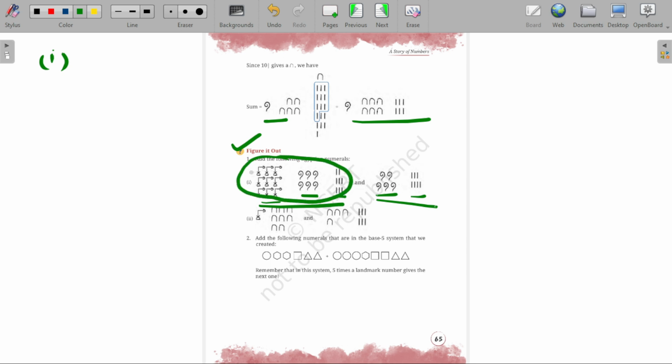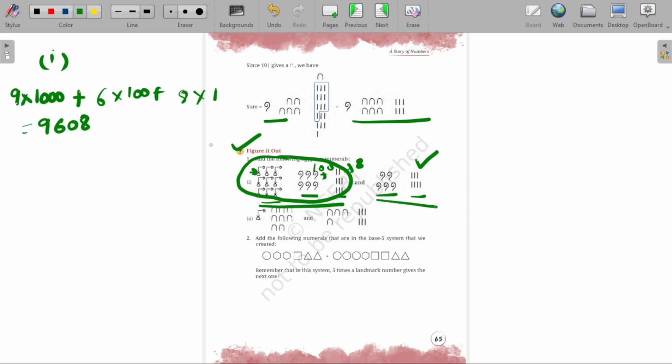See, what symbol is this? This is the symbol of 1000, and how many symbols are there? 9 symbols, right? So it can be written as 9 into 1000 plus. Now which symbol is this? The symbol of 100, and there are 6 in number, so 6 into 100. And how many symbols are here? They are 8, each is 1 only, so it can be represented as 8 into 1. So let's solve it. This will be 9608.